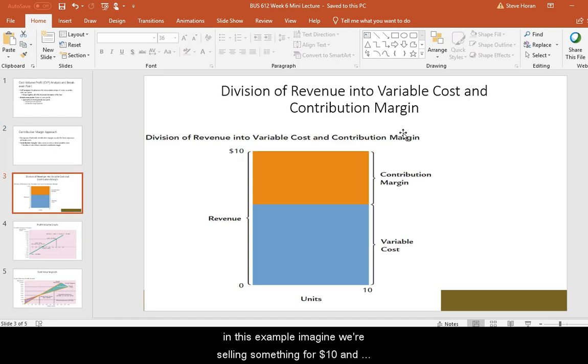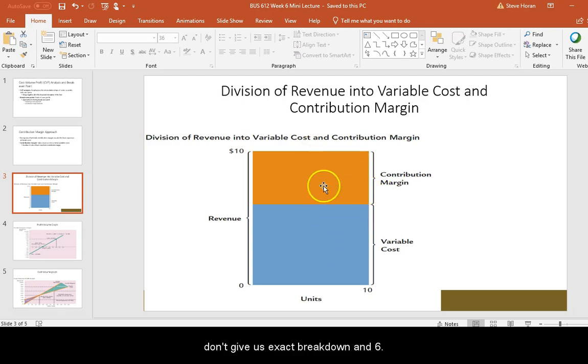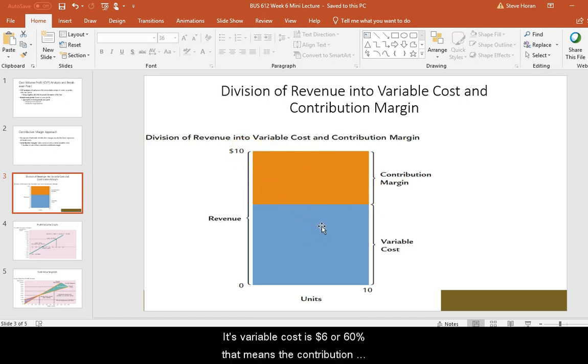In this example, imagine we're selling something for $10. They don't give us the exact breakdown of the percent, but imagine it's 40 and 60. So let's just say an item has a $10 sales price. Its variable cost is $6, or 60%. That means the contribution margin is $4, or 40% of the price. Okay, that's just a picture of what that means.